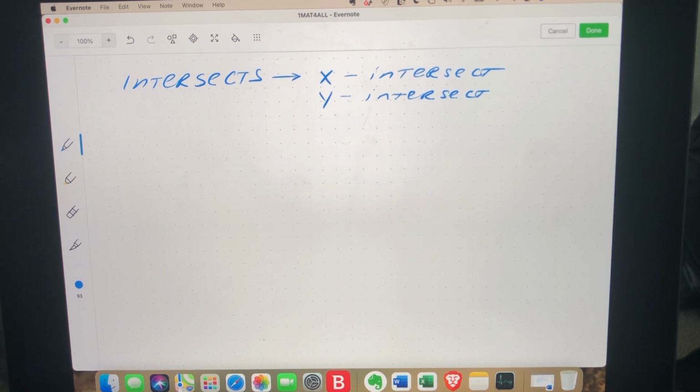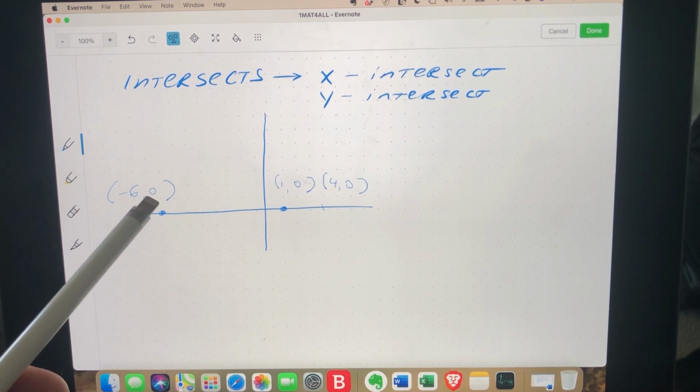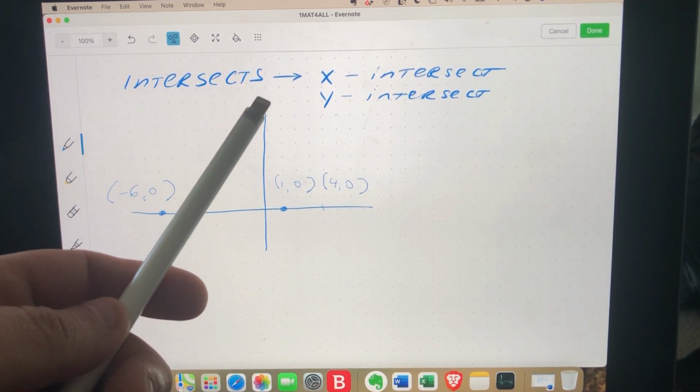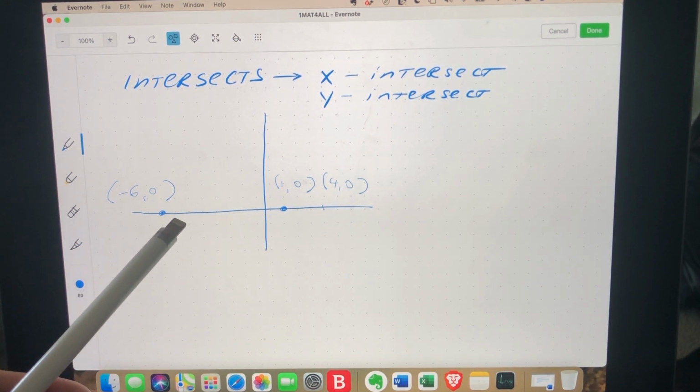How do we find it? Well, to find any point where the graph crosses the x-axis, what has to be true? Any point on the x-axis, let's say this one, or this one. Say this is (1, 0). And here's another one, let's call this (4, 0). And here's (-6, 0). Now, what is the same for all of these points is that the y number is 0, because the y measures the height. And if the height is 0, that point is going to land perfectly on the x-axis.